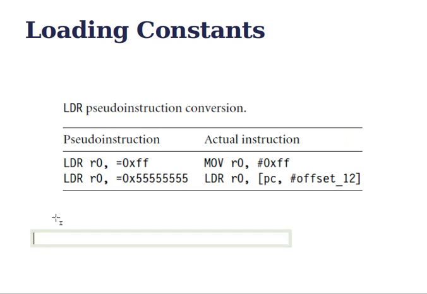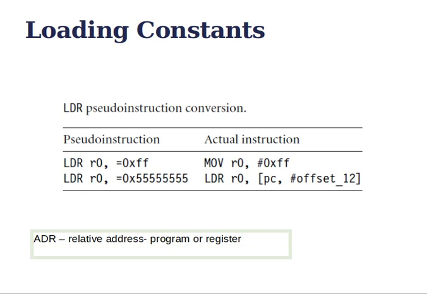So let's take the ADR instruction. Mainly, it is a relative address which is moved, and it is again classified into a program relative address or a register relative address. Again it depends on how it is used. Now we'll see what program relative and register relative mean.